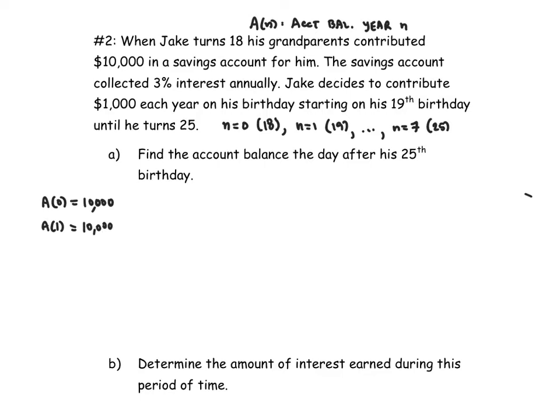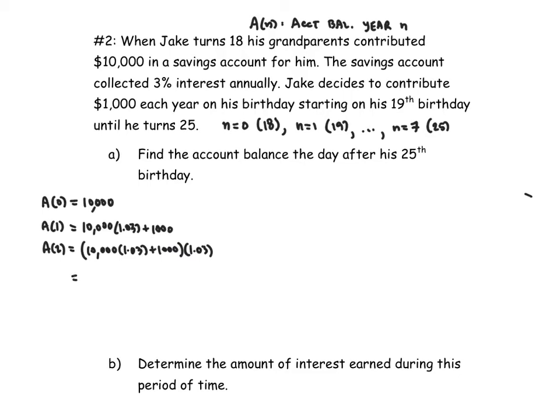$10,000 plus $10,000 times the 3% he earned on that, plus the $1,000 he contributes. And then in year 2, he'll have the $10,000 that he originally had times 3%, in addition to 3%, plus the $1,000 that he had, and taking that total times an additional 1.03, which is adding 3%.